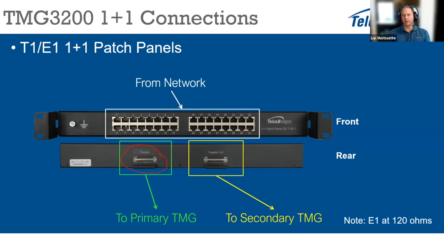Okay, so the T1 connections are in the front and the SCSI cables are on the rear. On the other patch panel I showed you, everything is on the front of the patch panel, but of course it can be put either in the front of the rack or at the rear of the rack.